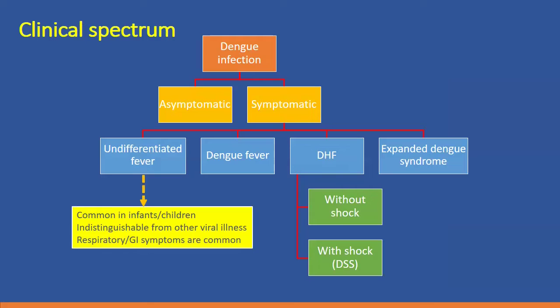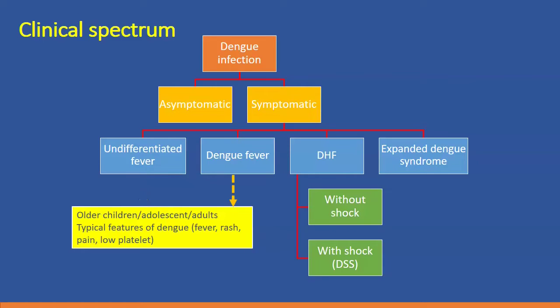Undifferentiated fever is most common in young infants or children, when this febrile illness is not different from any other febrile illness which occurs in that age group. Even the symptoms may be related to URTI or may be GI symptoms; no symptom of dengue fever may be present.